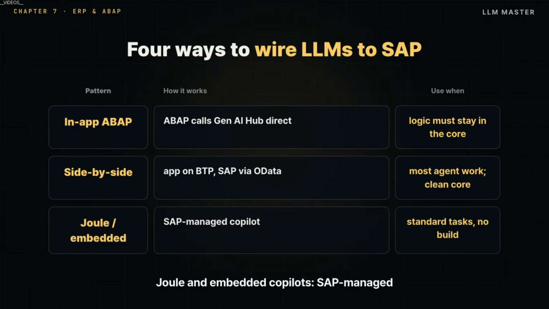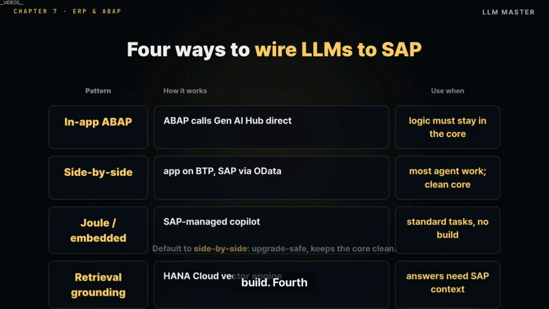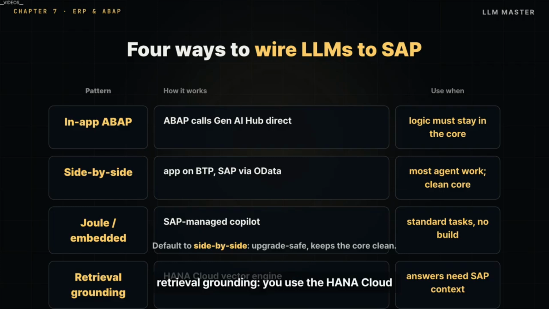Third, Joule and embedded copilots. SAP managed, low to no code, great for standard tasks you don't want to build. Fourth, retrieval grounding. You use the HANA Cloud Vector Engine to give the model real SAP context before it answers. In practice, default to side-by-side. It's the pattern that respects clean core, and it's the one enterprise architects will nod at when you name it.